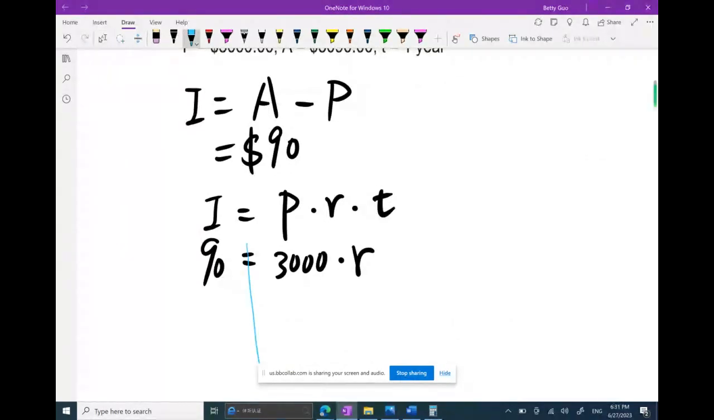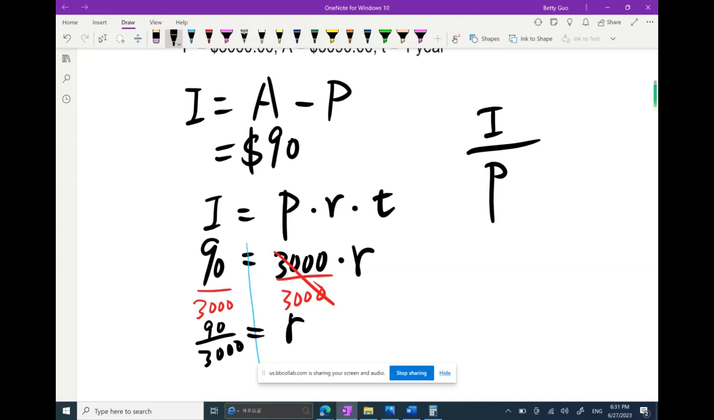And now we are going to solve this equation. We are going to divide each side by 3,000. And on the right-hand side of the equation, we have R isolated. On the left-hand side, we have 90 over 3,000, the interest over the principal. That is the interest rate. That makes perfect sense, right? Because the interest is the part, P is the whole. Part over whole is the percent, and that percent represents the interest rate.